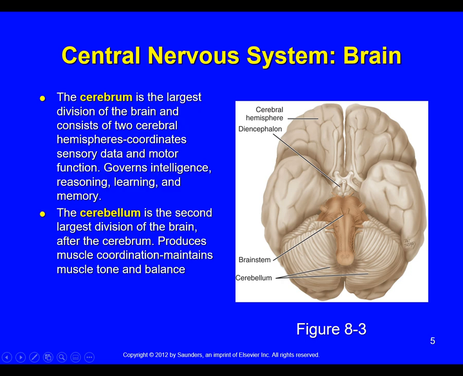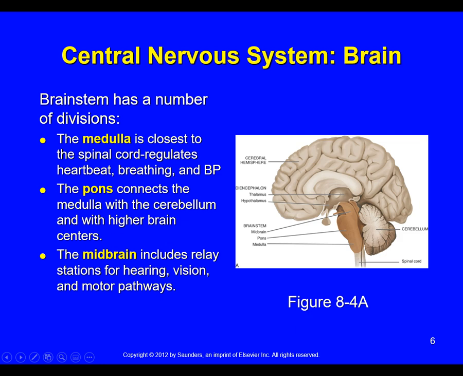The cerebrum is the largest, like I said, consisting of those 2 central hemispheres, coordinates sensory data, motor function, governs intelligence, reasoning, learning, and memory. Cerebellum, second largest division, produces muscle coordination, muscle tone, and balance. Then we've got the brainstem with the medulla, pons, and the midbrain. Medulla closest to the spinal cord, regulating heartbeat, breathing, and blood pressure. Pons connecting the medulla with the cerebellum and the higher brain centers, and then the midbrain, which includes relay stations for hearing, vision, and motor pathways.